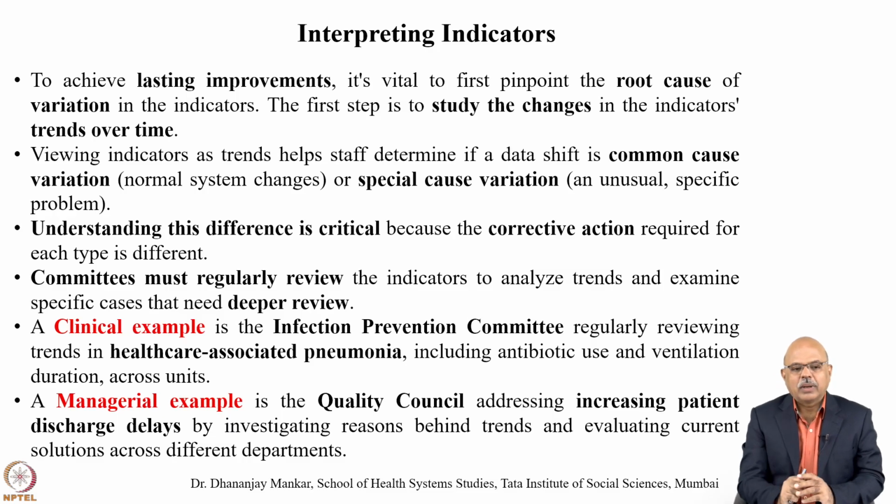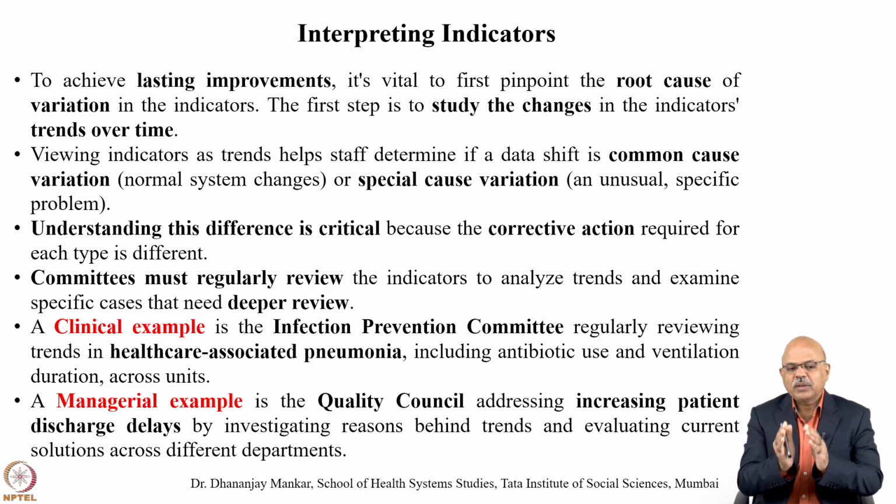Let me put up an example. A clinical example is the Infection Prevention Committee. The Infection Prevention Committee regularly reviews the trends in the hospital related to healthcare associated pneumonia, one of the major causes of mortality, including antibiotic use and ventilation duration across all the units. This helps identify what to work on to reduce healthcare associated pneumonia, which is among the biggest HAIs, healthcare associated infections.